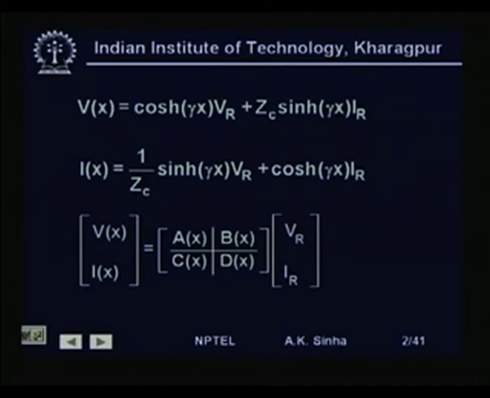Now, since we have been writing all these transmission line equations in terms of ABCD parameters, we can write this equation also in those terms. So, in matrix form we can write this as [Vx Ix] is equal to [Ax Bx; Cx Dx] [Vr Ir], where this relationship is in terms of voltage and current at any distance x from the receiving end.